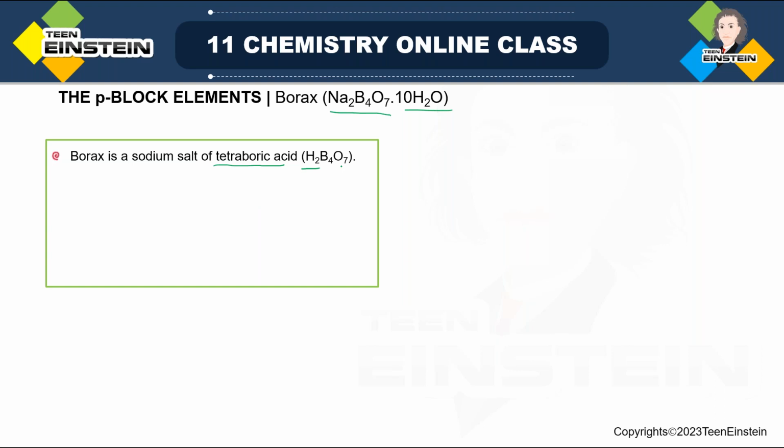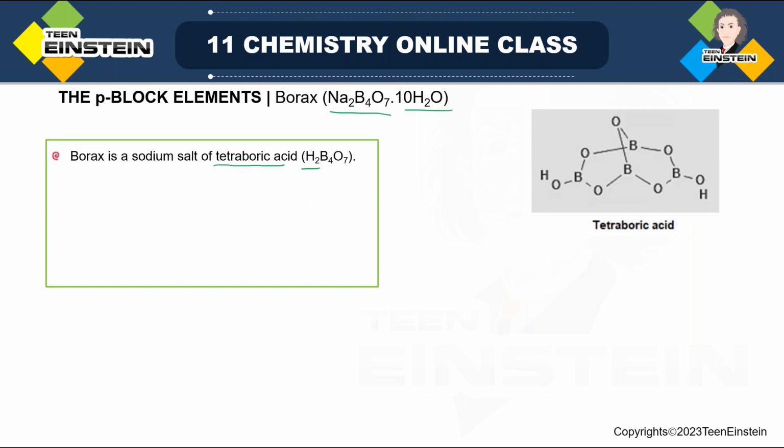So first, let's see what is tetraboric acid. So this is tetraboric acid, total 4 boron, that means B4. Hydrogen is 2 only, in the OH groups, so it is H2, and the total number of oxygen: 1, 2, 3, here also 1, 2, 3, that is 6, and this is number 7. So H2B4O7, that is tetraboric acid.